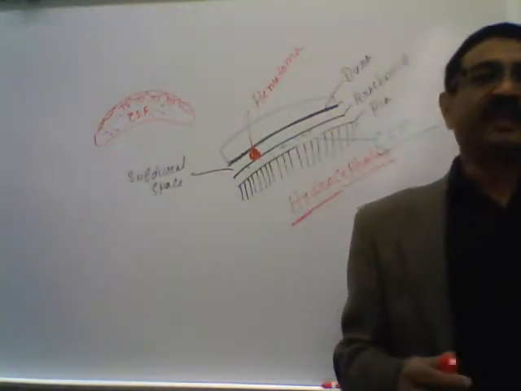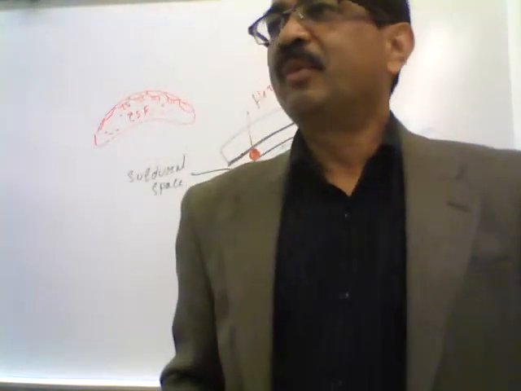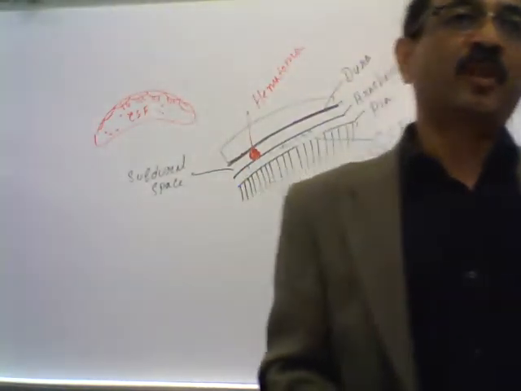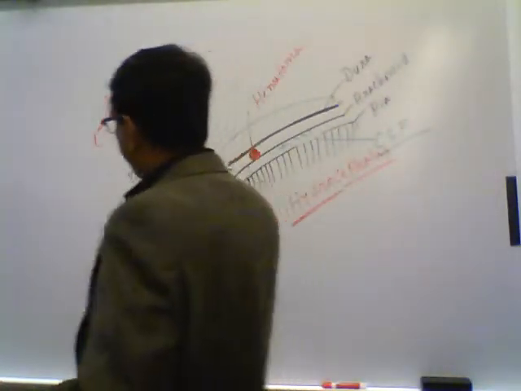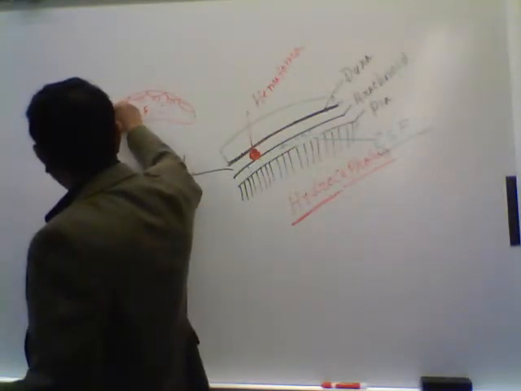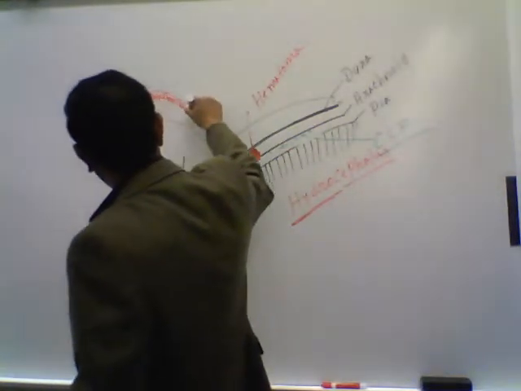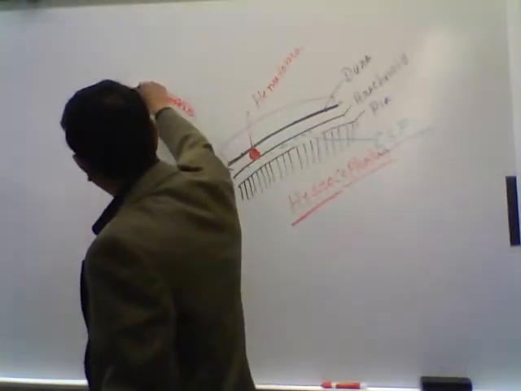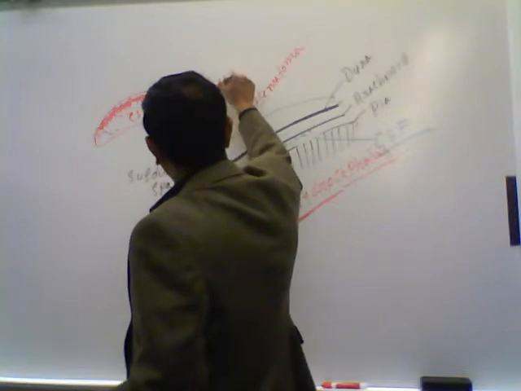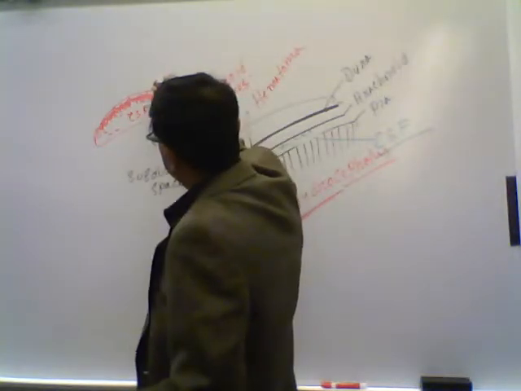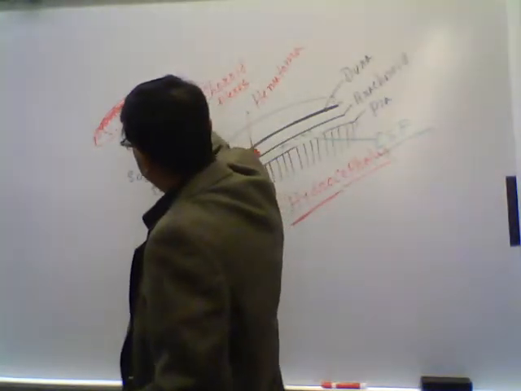Cerebrospinal fluid is secreted in the ventricles from a plexus of capillaries that is called the choroid plexus, and the choroid plexus is actually attached to the roof of the ventricles here. So this is the choroid plexus. And from the choroid plexus, the cerebrospinal fluid is secreted into the ventricle.